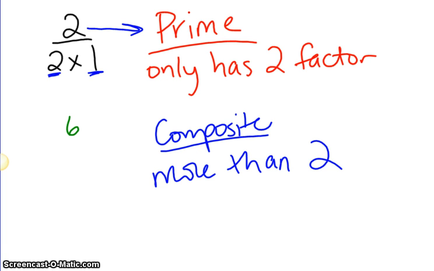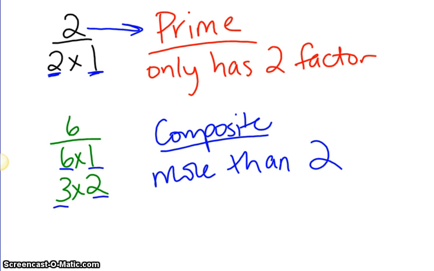Then we think of a number like 6. We can do 6 times 1. What else can we do? We can do 3 times 2. Anything else? No. So now we look at these factors. We have 1, 2, 3, 4 factors.